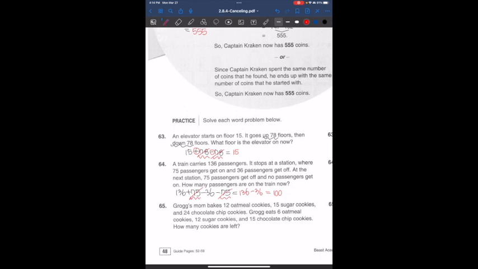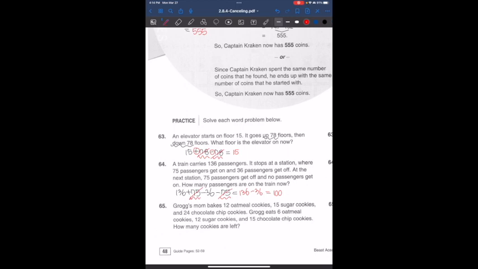Okay, so I'll look at question 65 and go over the solution. Grog's mom bakes 12 oatmeal cookies, 15 sugar cookies, and 24 chocolate chip cookies. Grog eats 6 oatmeal cookies, 12 sugar cookies, and 15 chocolate chip cookies. How many cookies are left?